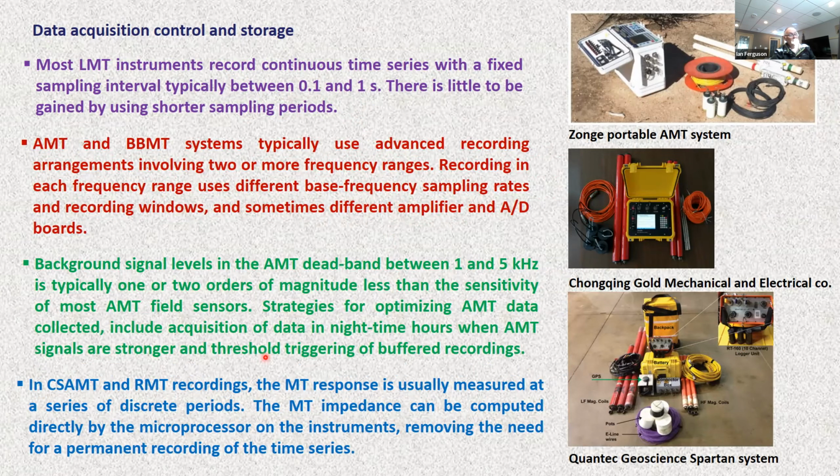One issue is the AMT deadband, and the signal levels in that band are typically 1 or 2 orders of magnitude lower than the sensitivity of most sensors. Strategies for optimizing the data collection in this band include nighttime collection when signals are stronger and threshold triggering of buffered recordings.